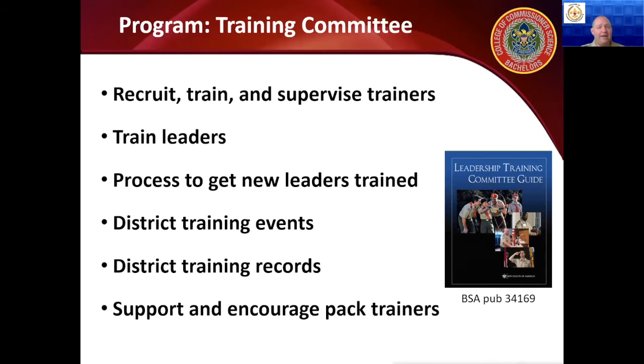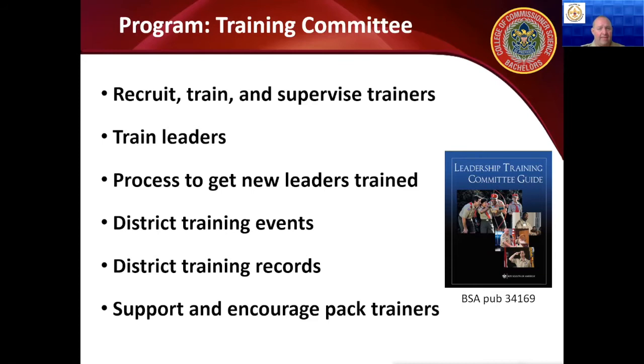Program and training committee. With the advent of online training, the training committee may not be as visible as it was in the past, but it still plays an important role in providing the trained leaders, which help ensure a great unit program. Among their duties are to recruit, train, and supervise trainers, train leaders, and develop a process to get new leaders trained within 90 days. If your district does not have a process in place for this, I challenge your local committee to do so.